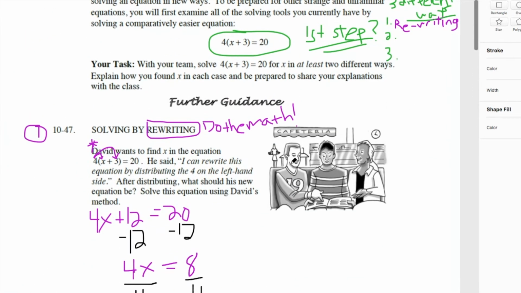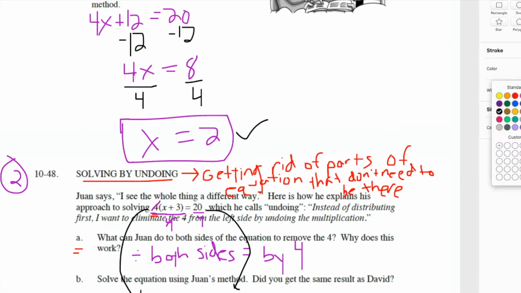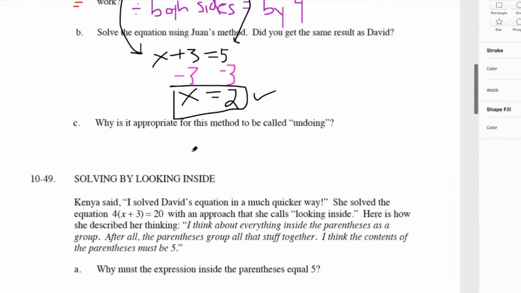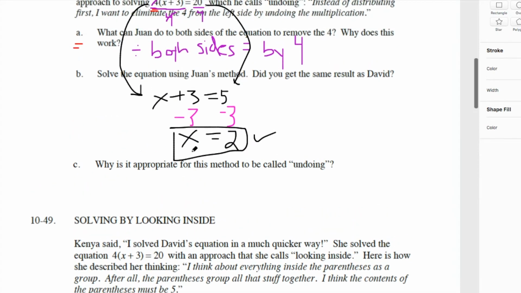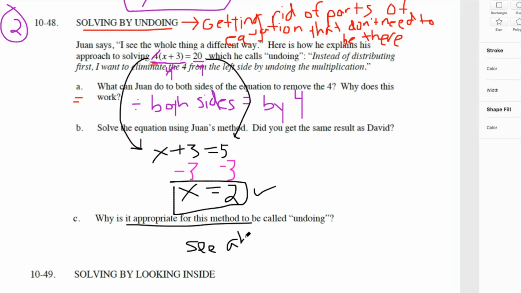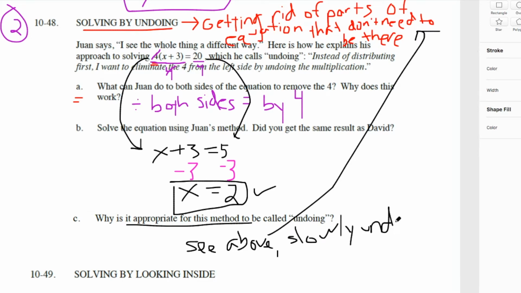Okay, so that is step number 2, which is solving by undoing. That is method number 2. Three different ways to solve. All right, why is this appropriate? Why is it appropriate for this method to be called undoing? I'm just going to refer back to what we said up here, which is that we're getting rid of parts of an equation that don't need to be there, right? So what we're kind of doing is we're slowly undoing the way the equation is written.